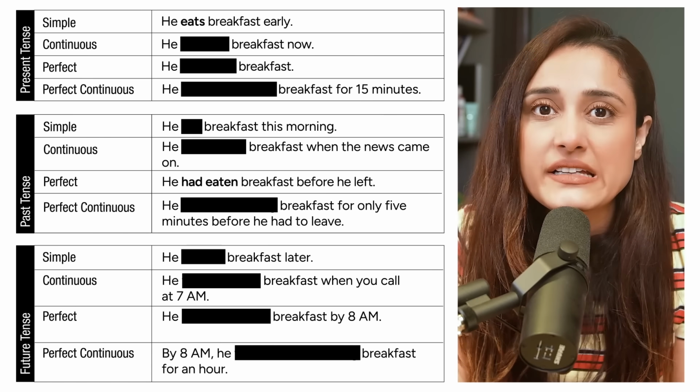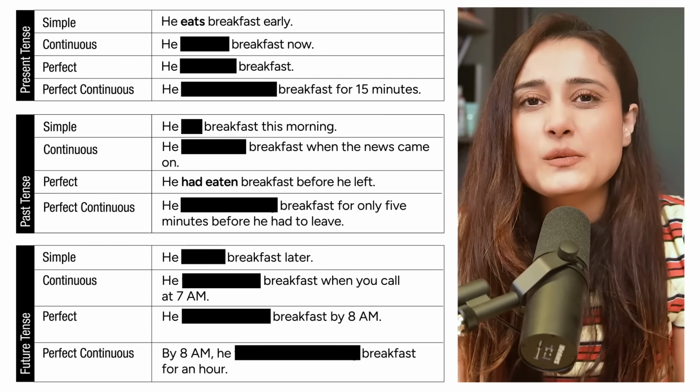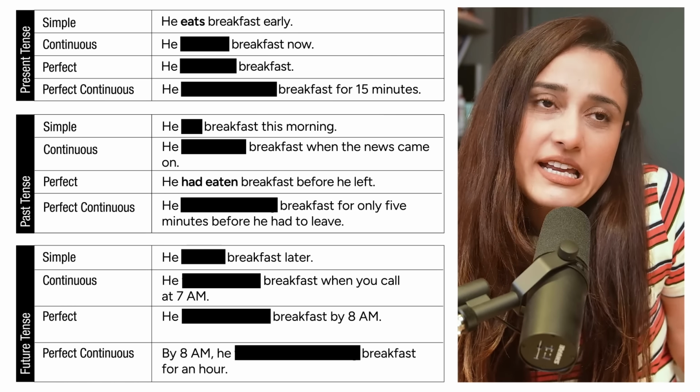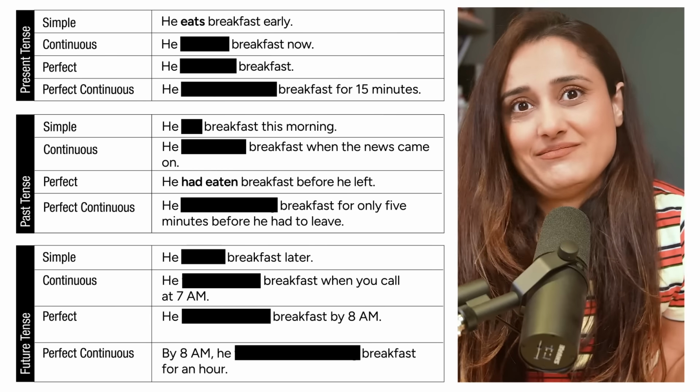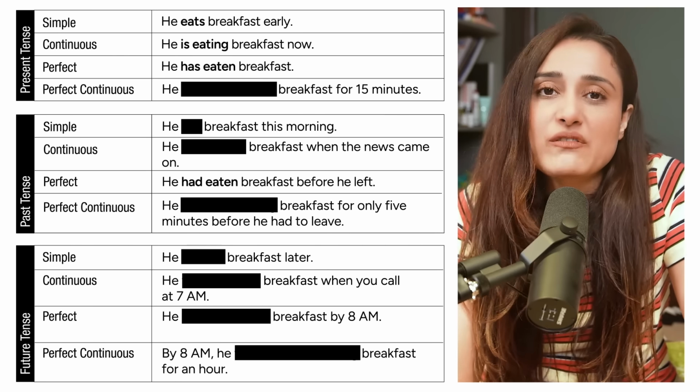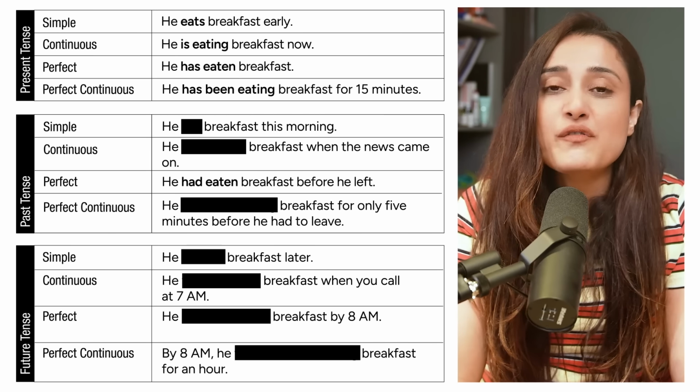Why am I stating it? Why am I saying it? And that is why I added an extra piece of information, early. So everybody eats breakfast, but he eats early. Get it? He is eating breakfast now. He has eaten breakfast. He has been eating breakfast for 15 minutes.